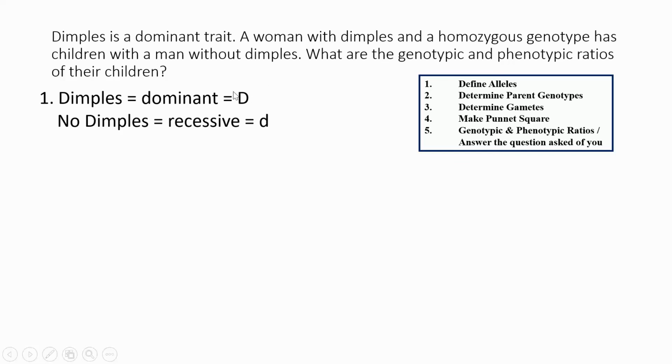Then a man without dimples. If a man doesn't have dimples, that means they have the recessive phenotype, which means they must have two recessive alleles, otherwise it would be masked.